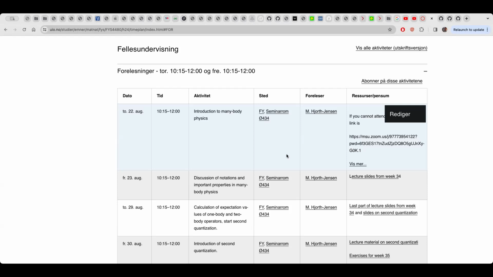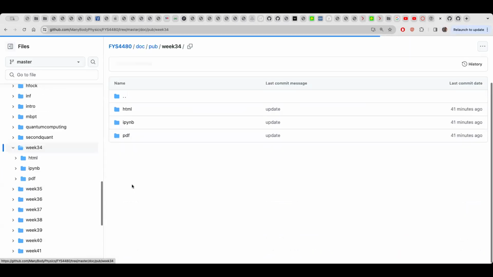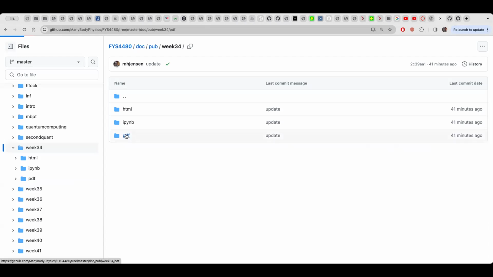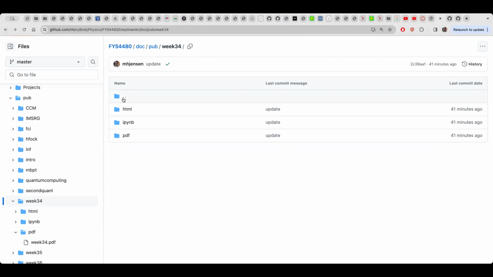Okay. So if we go back a little bit to this website here, and look into week 34, you will find both a PDF version of the slides, an HTML version, and a Jupyter notebook. This week there are, for obvious reasons, no codes which we're going to run. So it's just going to be theory.